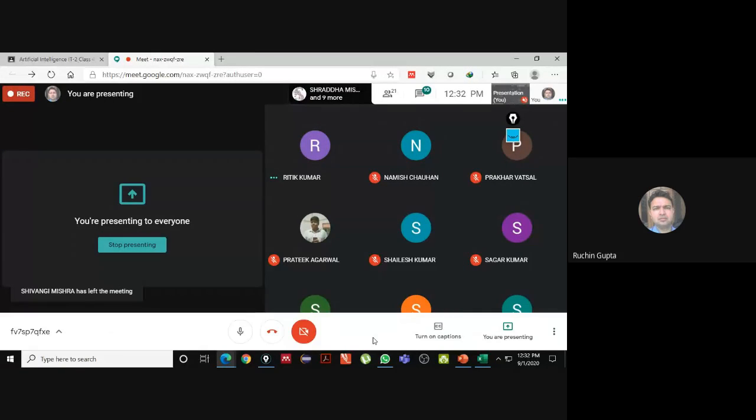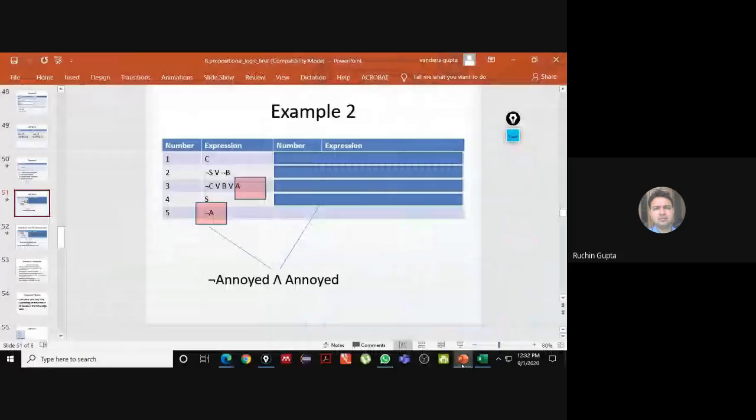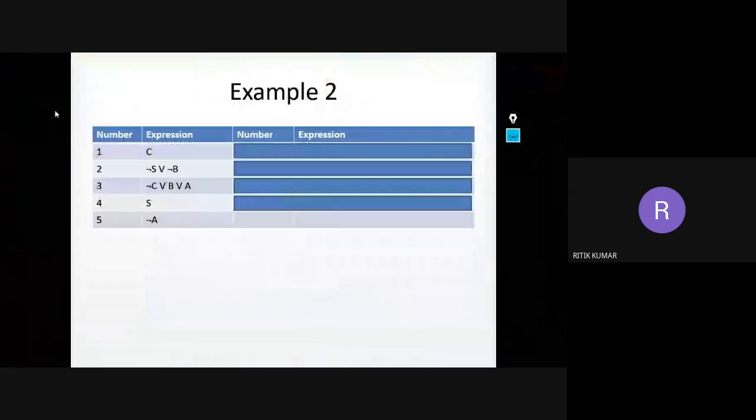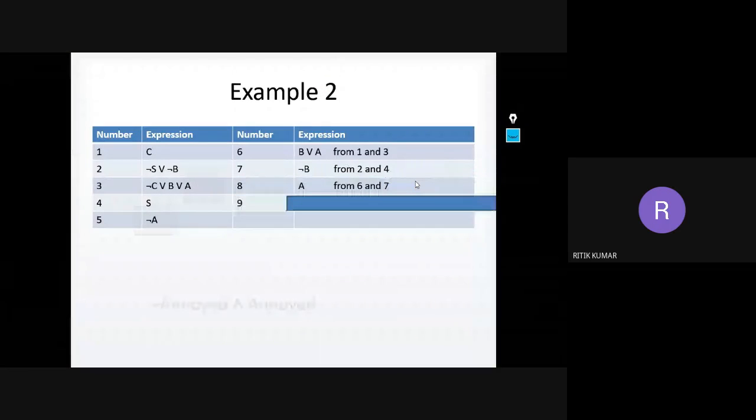So are you getting the point? Any doubt into this, Ritik? Any doubt into this? No, sir. Okay.